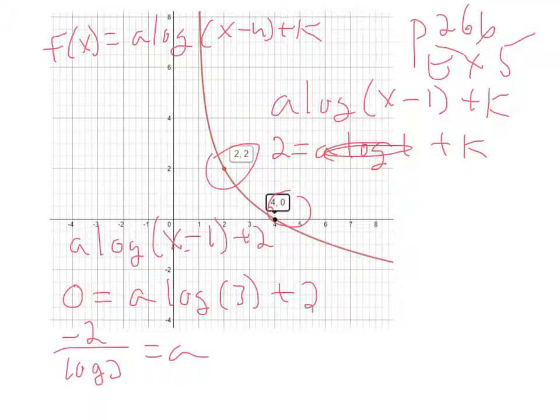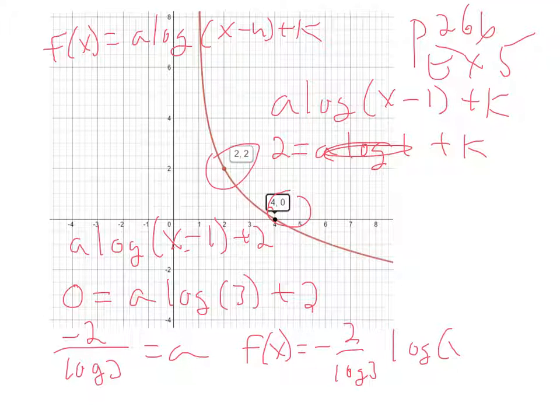So what I'm seeing and I'm thinking, I've got a function that's defined by negative 2 over log 3 times the log of x minus 1 plus 2.